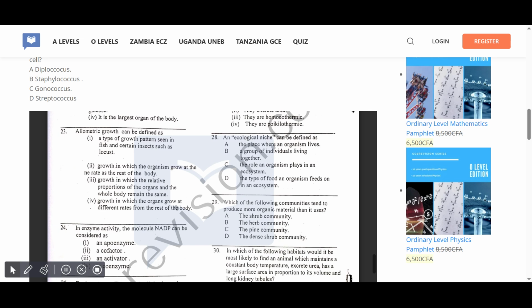Question 30. In which of the following habitats would it be most likely to find an animal which maintains a constant body temperature, excretes urea, has a large surface area in proportion to its volume, and long kidney tubules? The answer is B.